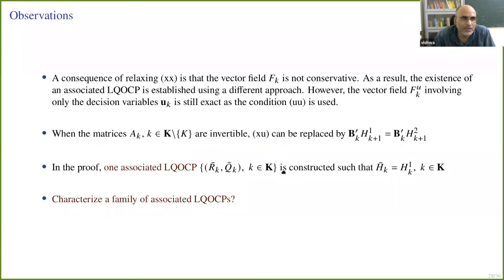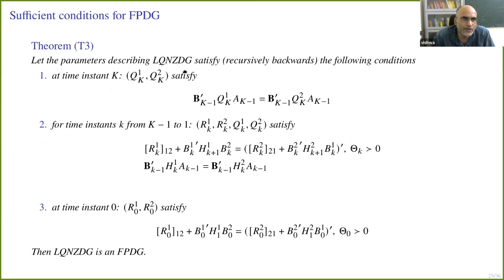So the proof here uses a different approach. In fact, we can relax that XX condition. We use only XU and UU. Those two sufficient conditions are enough to show that this game admits a feedback potential game structure.